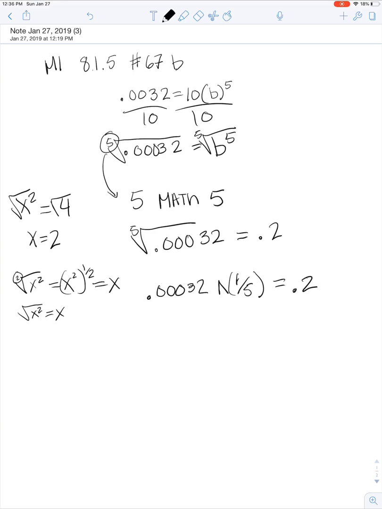So it depends on your preference, but you should try it out in your calculator now. Try both strategies, see which one you like best.